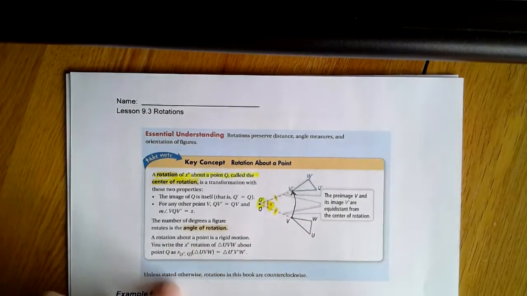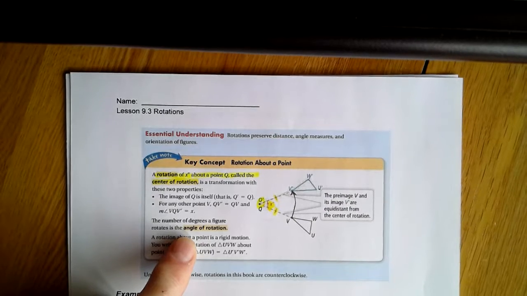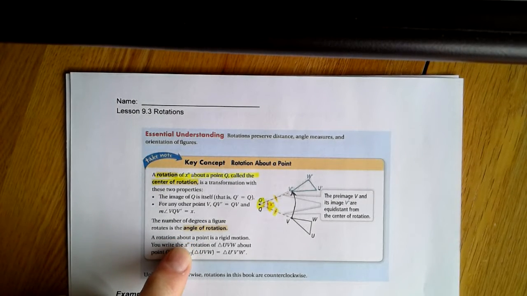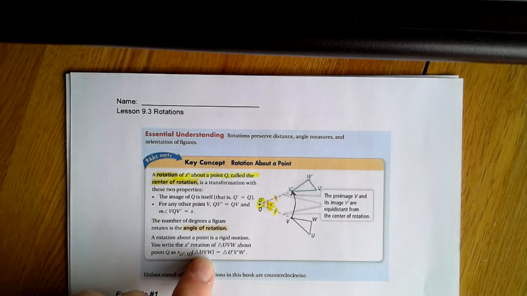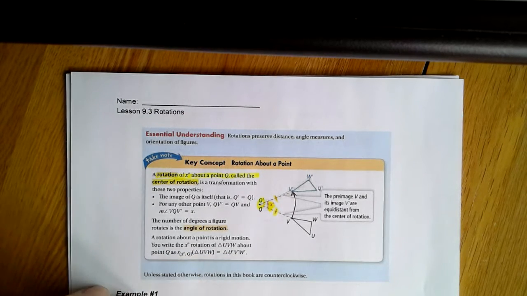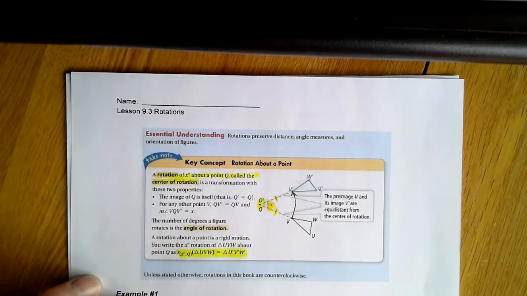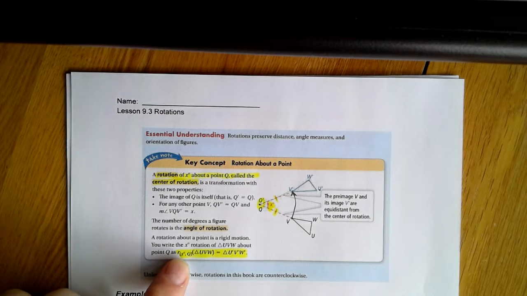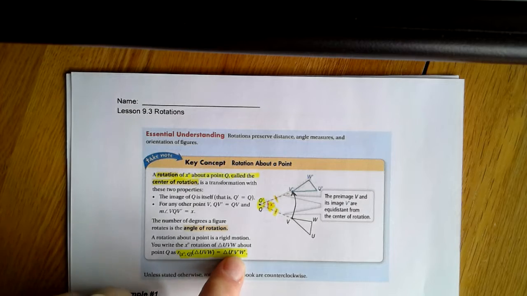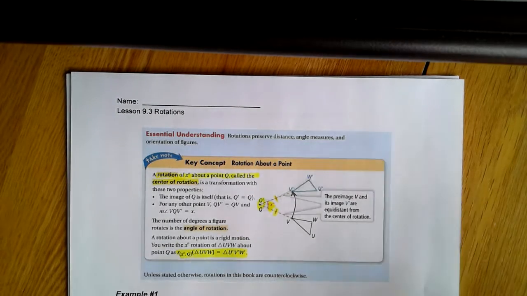The number of degrees a figure rotates is called the angle of rotation. A rotation about a point is a rigid motion. You write the degrees of rotation X of UVW about a point as, this is the way it will look in MyMathLab for your homework: R for rotation, the degrees of rotation about the point Q. This is the pre-image, this is the image, and you may be asked to do it.